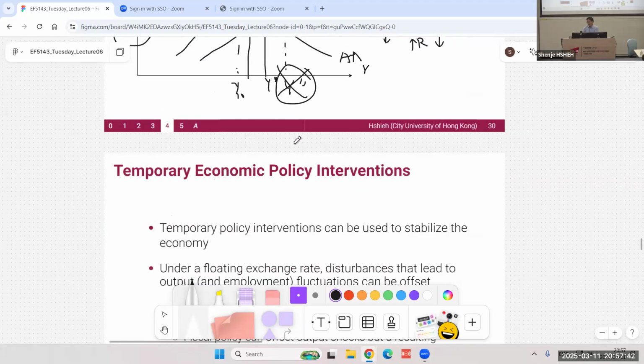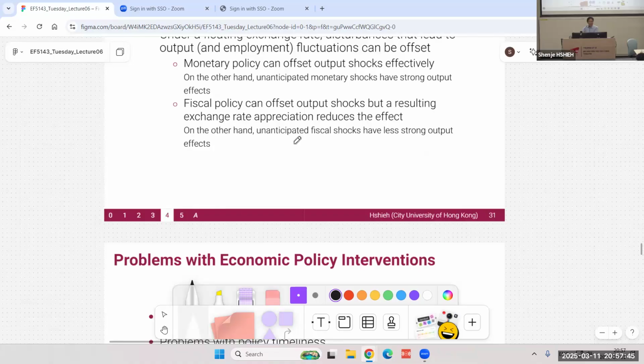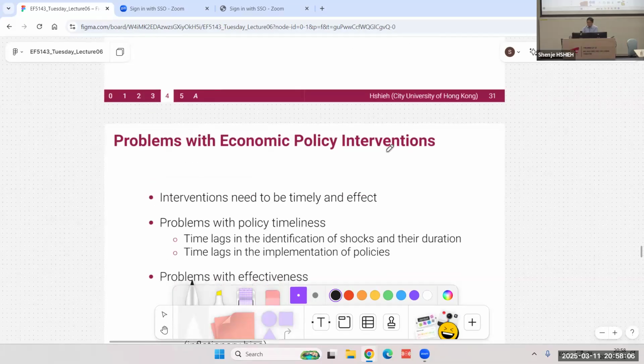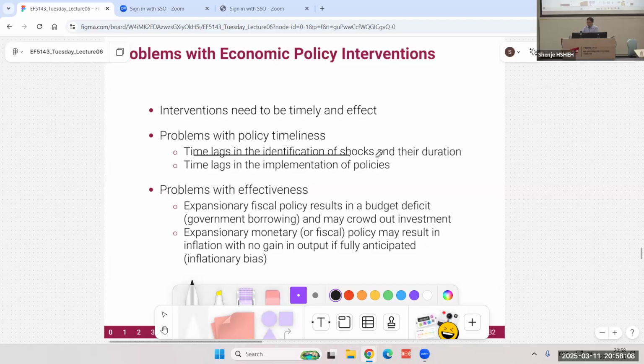The second problem is how long the recession is going to take place, how long it's going to last, in which case you need to figure out when to unwind when things are recovering. This is what policymakers are thinking about all the time, and that's why this stuff is all relevant. So, time lags in identification of the shocks and their duration, and time lags in implementation of the policy. Sometimes policies take some time to be fully realized, and that's also a problem.